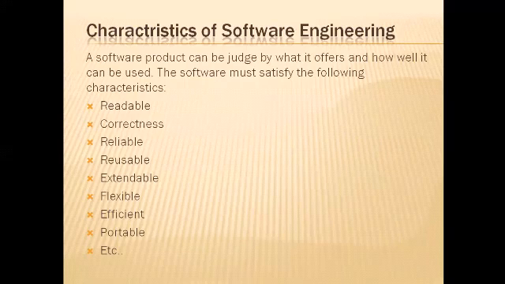The second one is correctness. The software documentation and the coding should all be correct, so that others can easily understand the previous work. The third one is reliable. Reliability is another characteristic of software engineering. The fourth one is reusable. It should be reusable, because if any software developer wants to quit the project, another one can easily understand the project process. The next one is extendable. Another is flexibility. Others are efficient, portable, etc. These are some of the characteristics.